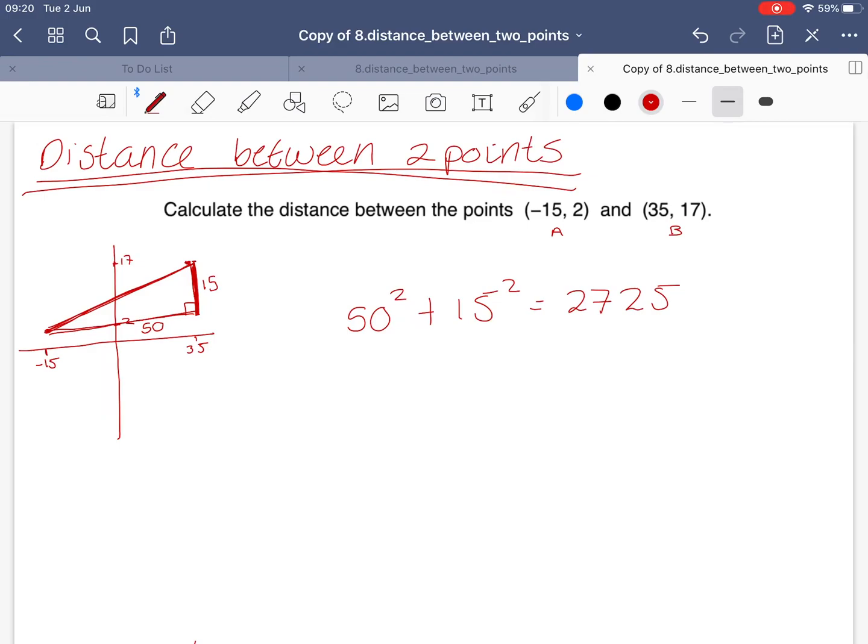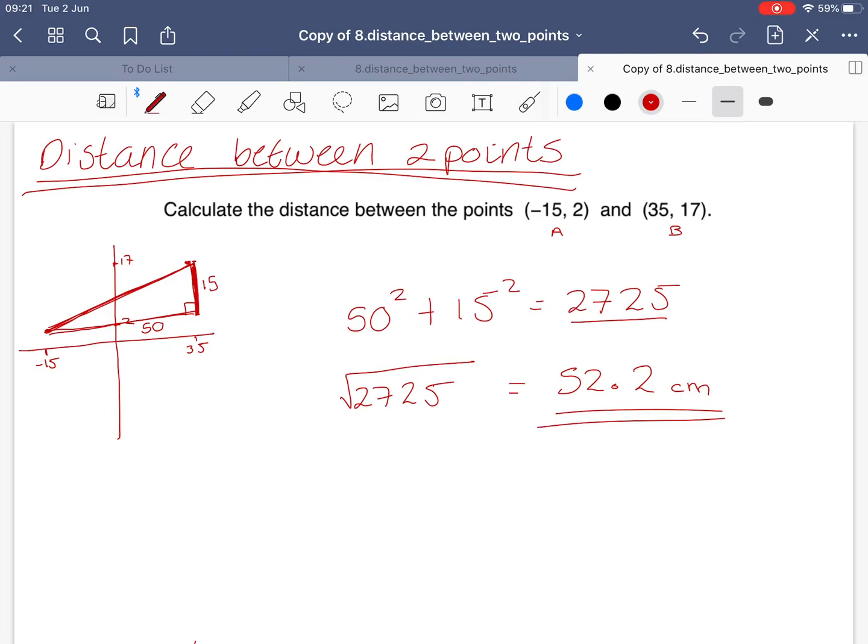So at this point we need to square root it, because if a squared plus b squared equals c squared, this is currently c squared, so we just need to take the square root of it to find our length. So the square root of 2725, and my calculator gives me 5 root 109. I'm just going to press S to D to get 52.2. So that is the distance between those 2 points, and they normally ask for a length, so I'm going to add centimeters. Okay, so that's the distance between 2 points.